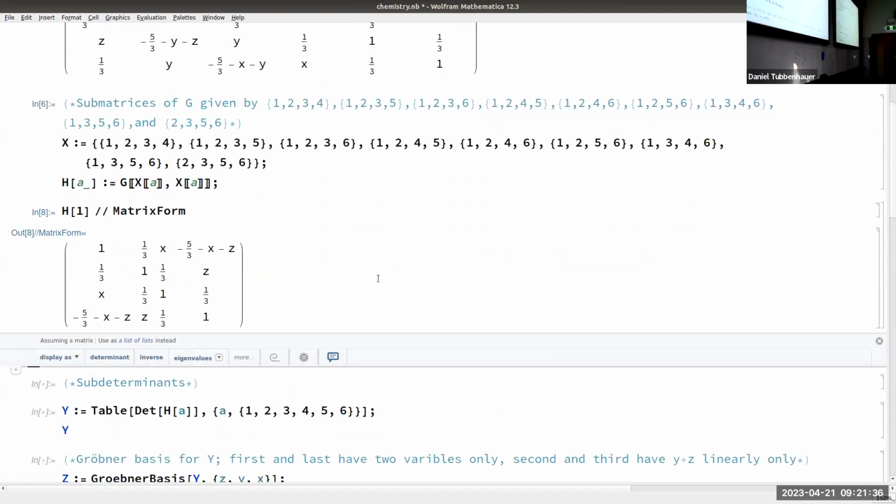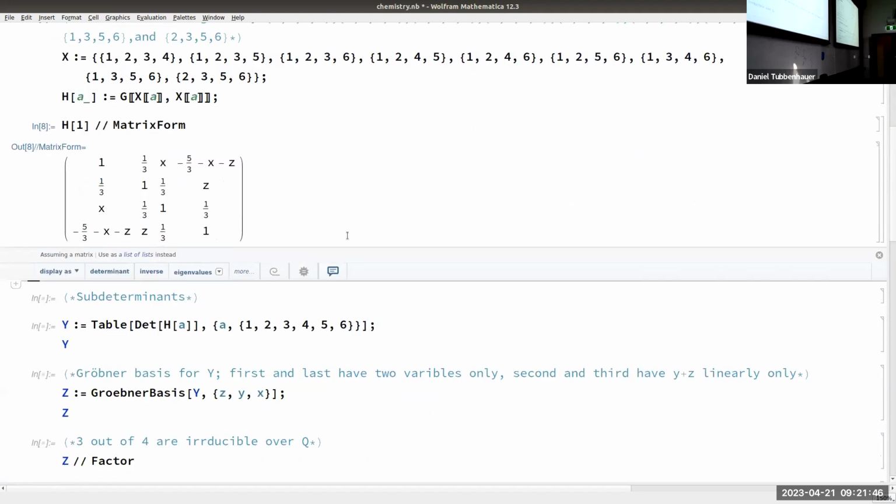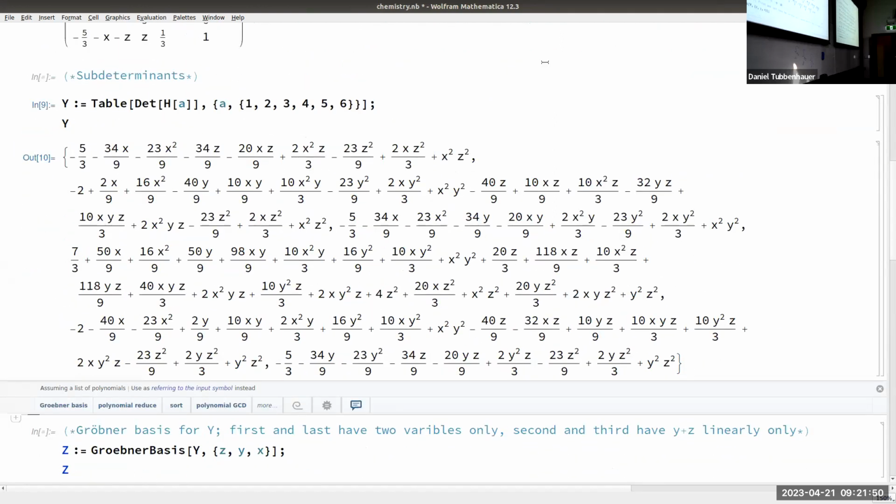So first I just set it up, and here's one of the subdeterminants. We would take, for example, the subdeterminant of this matrix, which is just the top left corner. And you don't want to do that by hand. You can just ask Mathematica to do it. And I just did that, and here are the polynomials. Okay, so right now we can't see anything. We just have a bunch of polynomials. And yeah, what to do with those polynomials?